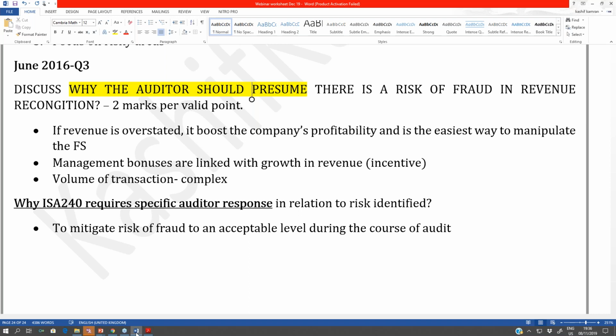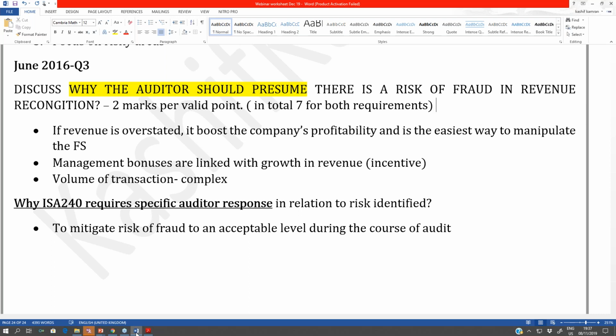Now 4 points means if you write 2 points for why auditor should presume, and you write 2 points for why ISA 240 requires specific responses, you're taking your 7 marks. 2 marks per valid point, right? And how many marks we have in total? 7 in total for both requirements. So whatever you want to do, you need to get to 7, right? You write more for one requirement and less for the other, or you write less for one and more for the other.